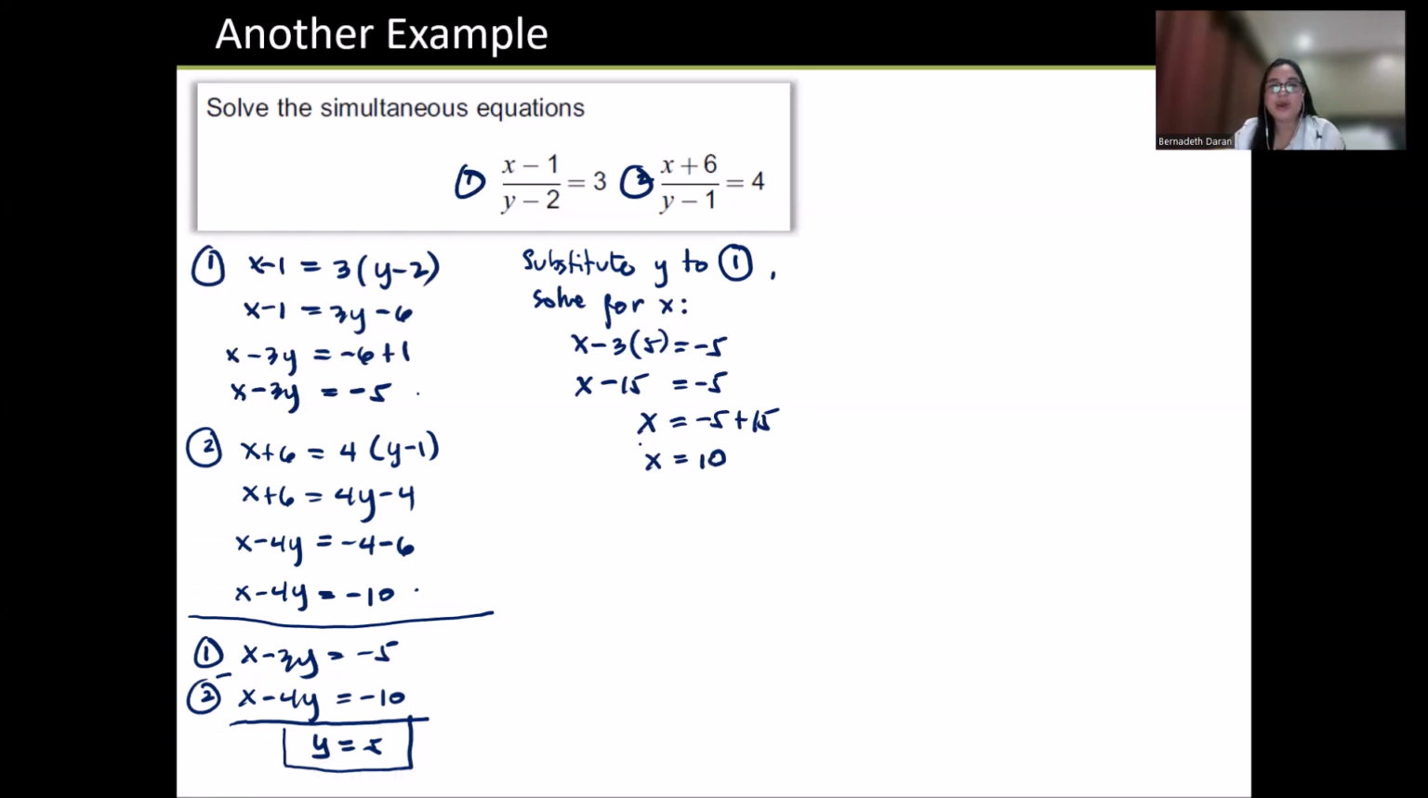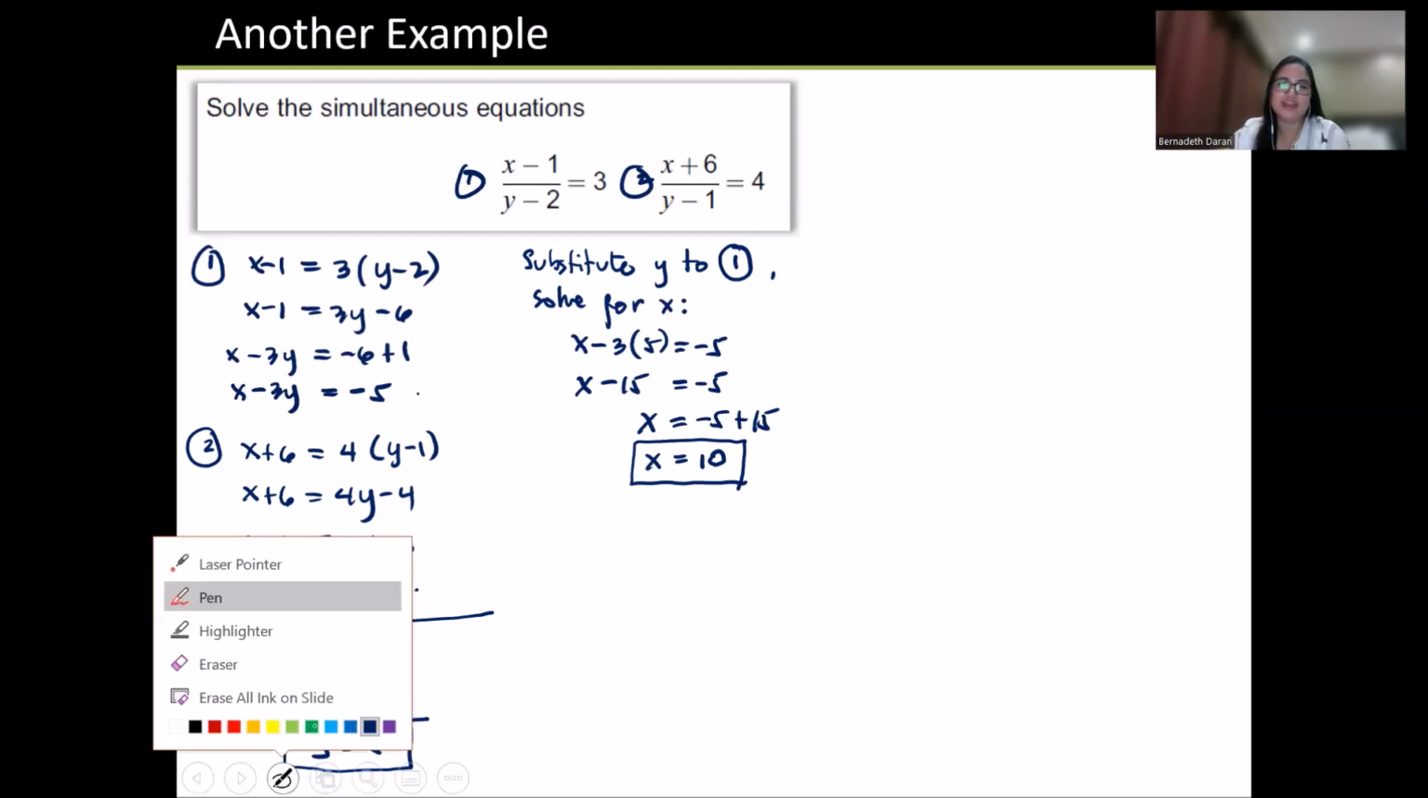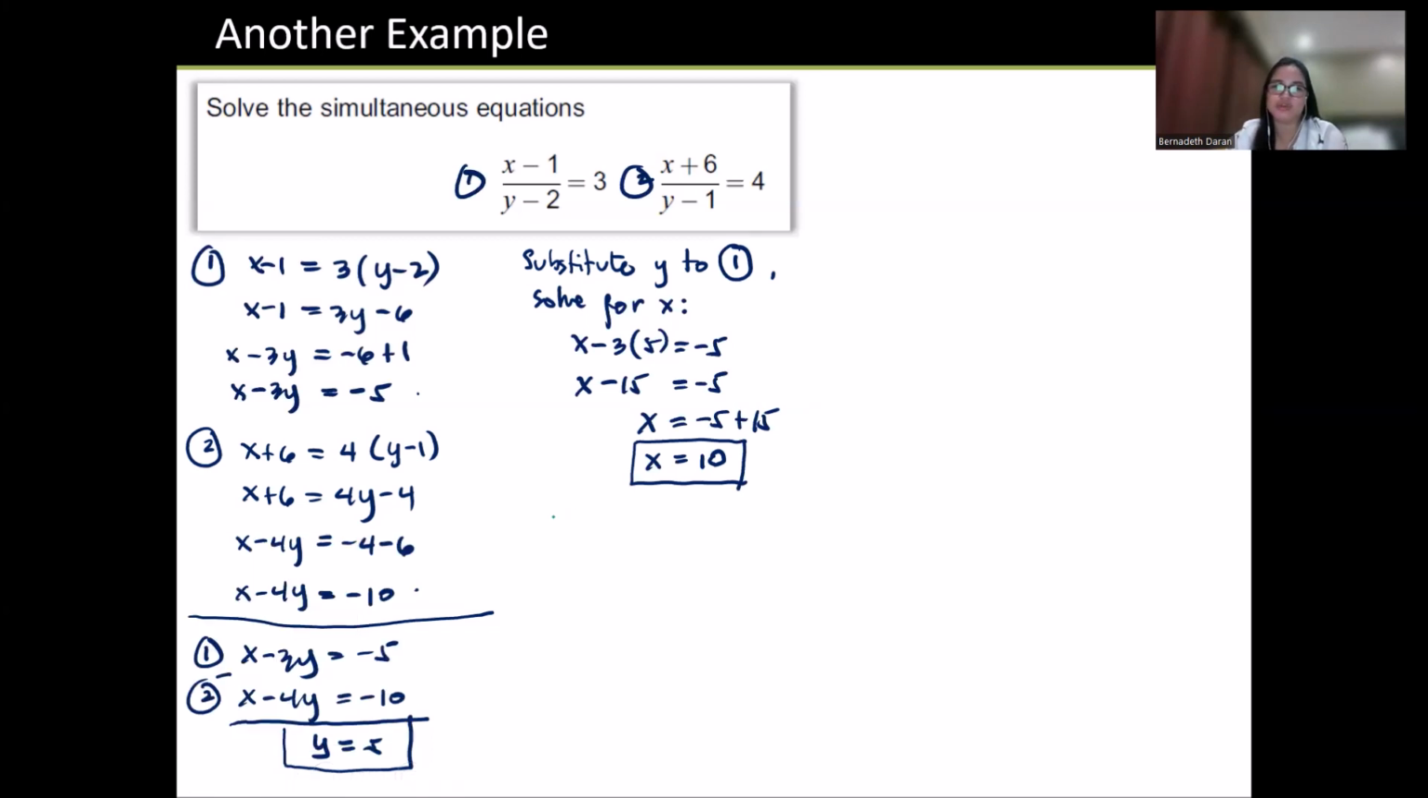So there you go. We now have the values of y and x. Now let us check if these values will make both of the equations true. So let us try to substitute x and y in the first equation. Let's write first the equation: x minus 1 over y minus 2 is equal to 3. So let's substitute x. So we have 10 minus 1 over our y is 5 minus 2.